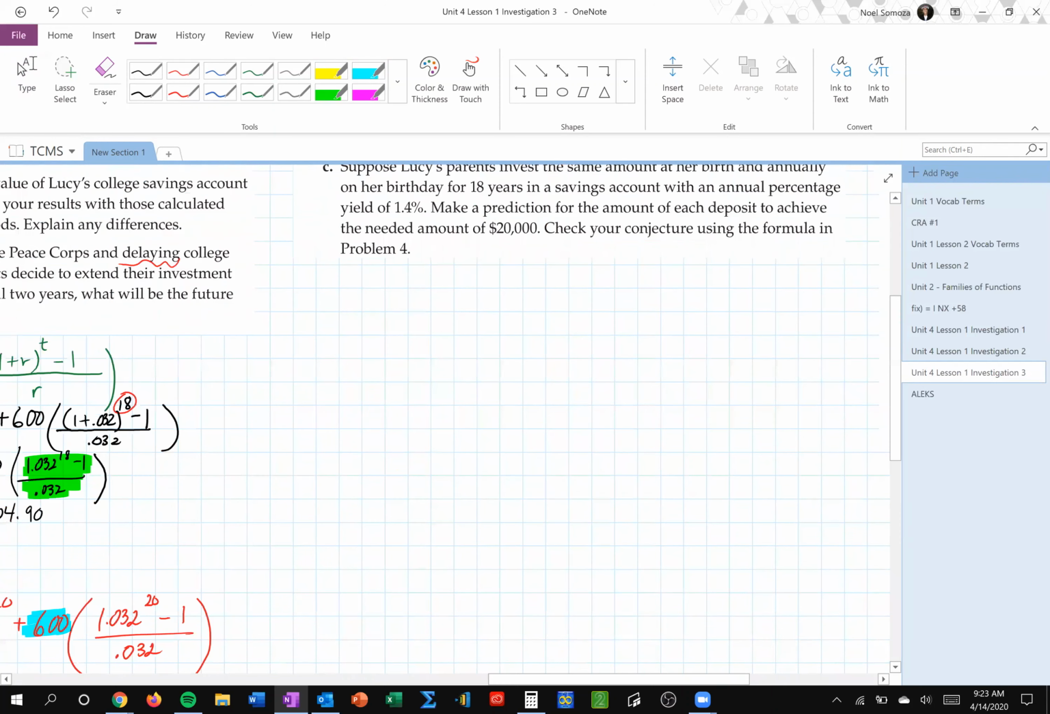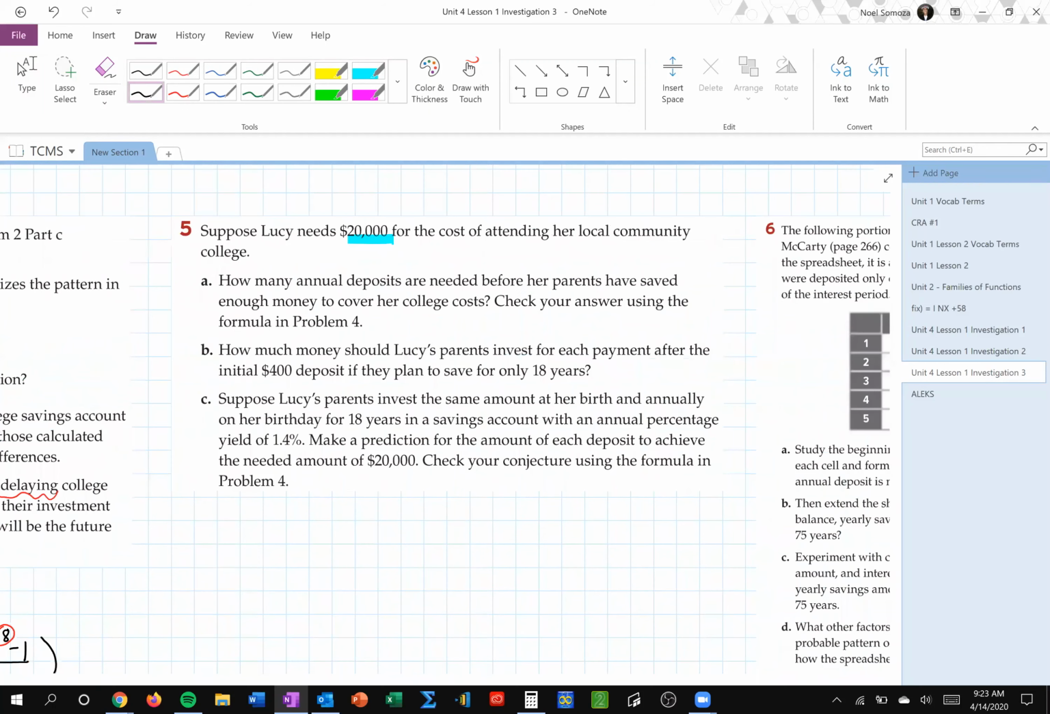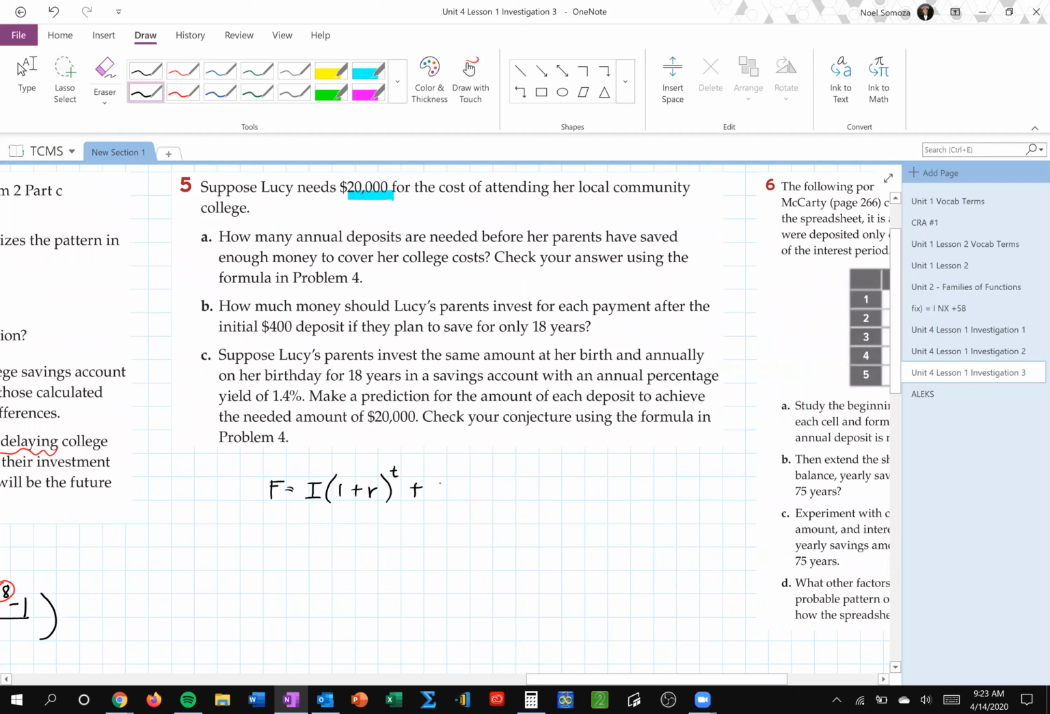Okay, so use the formula in problem 4. Let's go ahead and use it. So we know that would be represented by F equaling the initial value times 1 plus the rate to the power of time, plus the recurring deposit, which is A times 1 plus the rate to the power of time minus 1, all over the rate. Okay, all right. So now the question is asking how many annual deposits. How many annual deposits? It's not asking what the deposit should be.